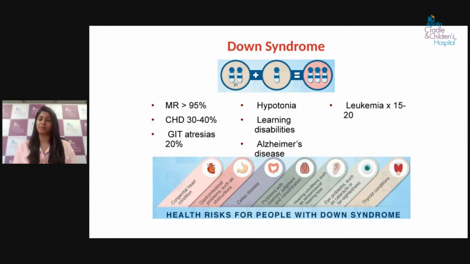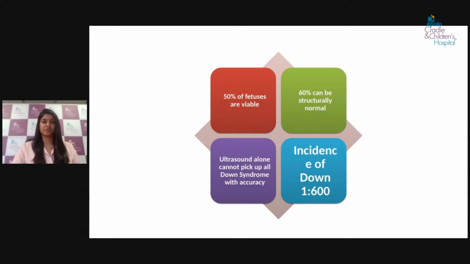Because Down syndrome is more common, and it is associated with mental retardation in greater than 95%, congenital heart diseases in 30 to 40% of the babies born with Down syndrome, and GIT atresia in about 20%. There is hypotonia, learning disabilities, Alzheimer's, and leukemia is also 15 to 20 times more common. There are various health risks for people born with Down syndrome, like congenital heart diseases, GI problems such as obstructions, celiac disease, problems with memory, judgment, and concentration, hearing conditions such as sensorineural hearing loss, eye problems such as cataracts and farsightedness, and some thyroid conditions.